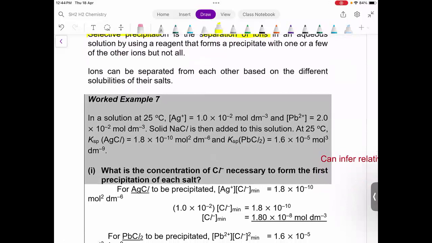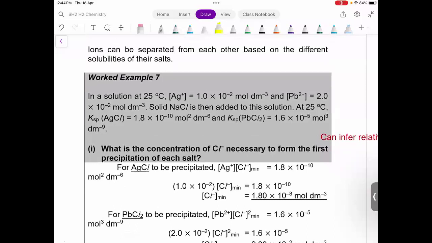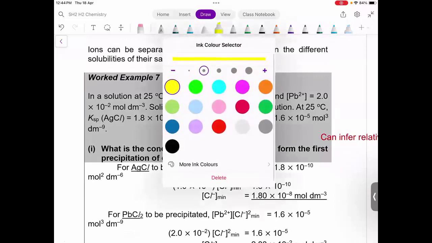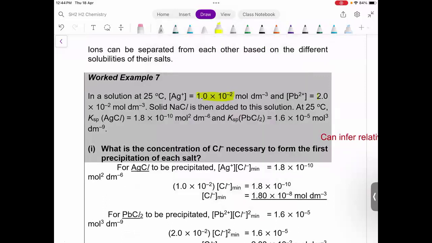Let's look at worked example 7. At 25 degrees Celsius, your silver plus is 1 times 10 to the minus 2, while the lead 2 plus is 2 times 10 to the minus 2. Obviously silver plus and lead 2 plus will form a sparingly soluble solid with the chloride that is introduced through the sodium chloride. You need to recognize that sodium chloride over here is a soluble salt. It's a source of chloride and is a fully soluble salt.